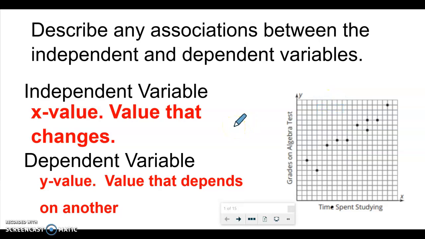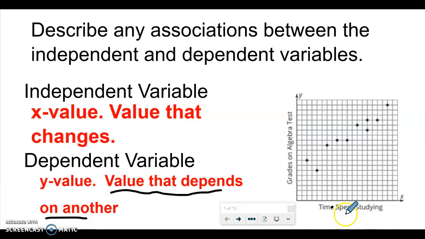This past week, you guys were looking at different types of variables, and you talked about the idea of independent variables and dependent variables. Independent variables tend to deal with the x values, and the dependent variables tend to deal with the y values. So in this case, independent variables are the values that change, and the dependent variables are the y values that depend on another that can be variant.